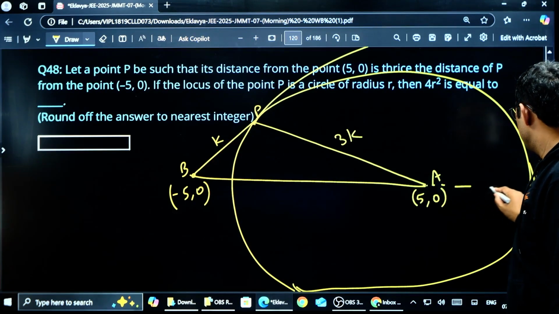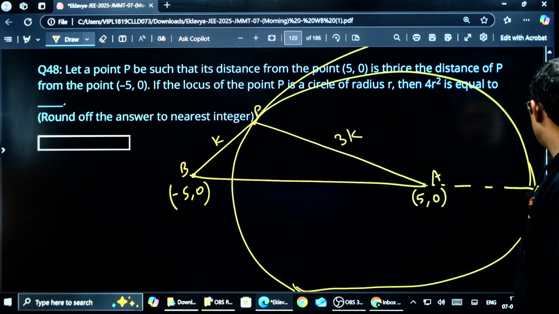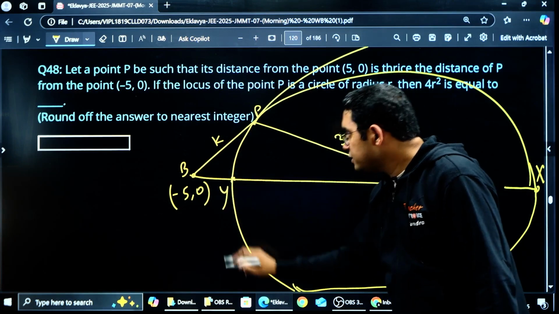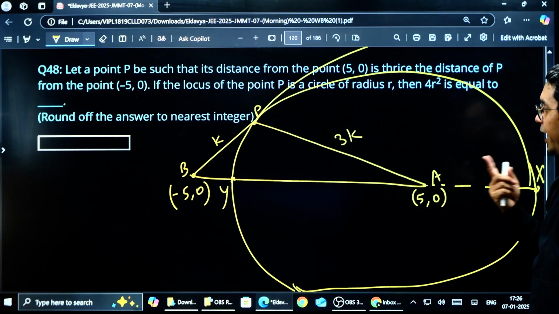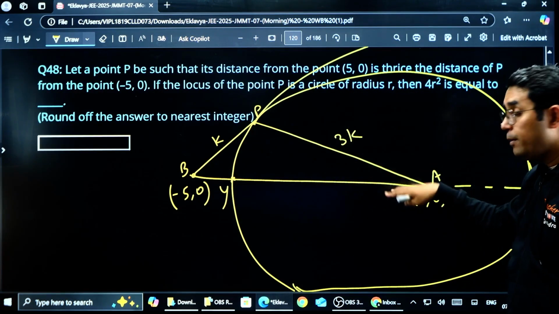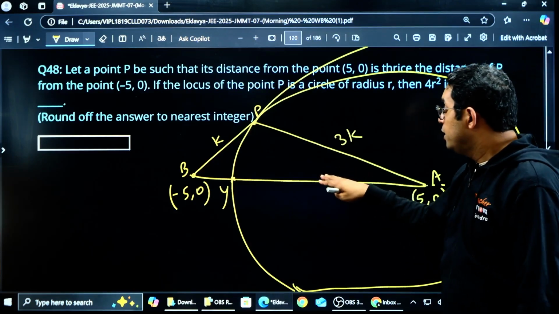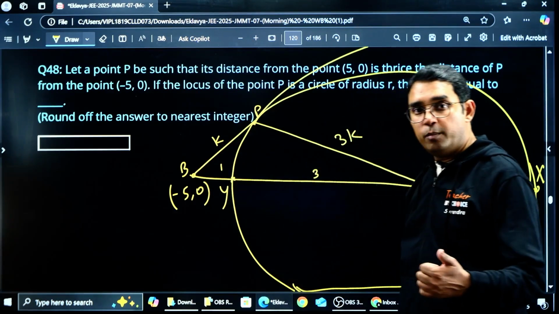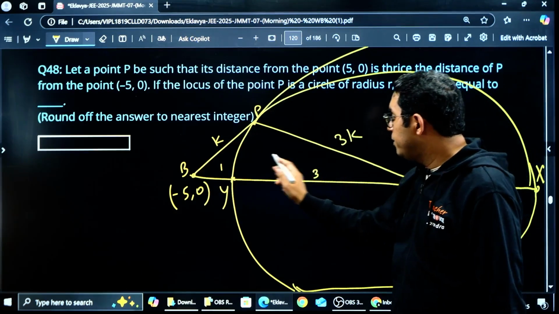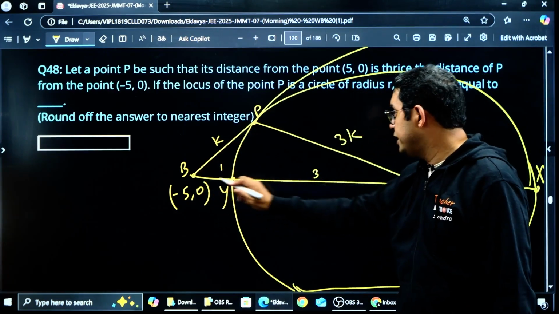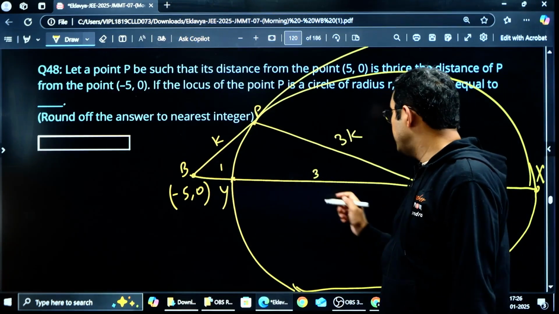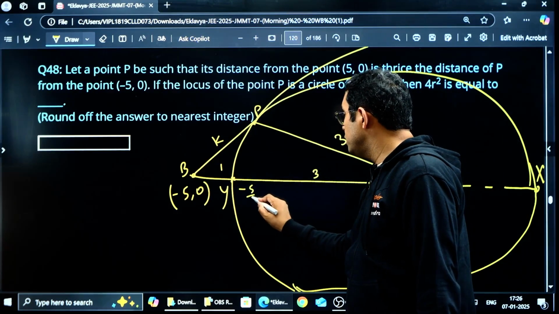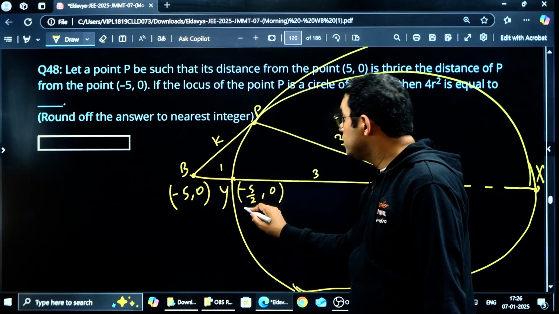We can assume this will be the diameter. So let us call these points x and y. You can notice that y will be a point that divides segment AB in the ratio 3:1. So using the section formula, we can find the coordinate of y. That will be (3 into minus 5, so minus 15, plus 5), so minus 10 upon 4, so minus 5 by 2 comma 0.